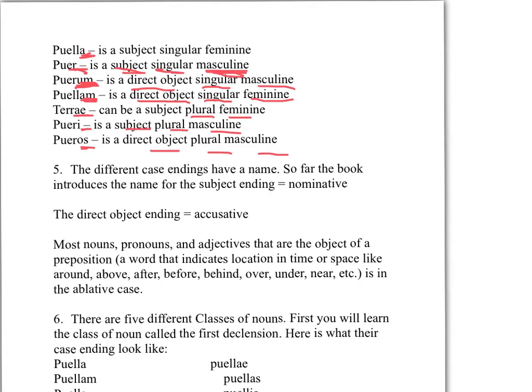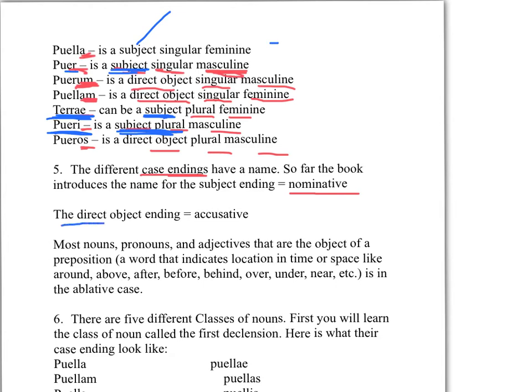Point number 5 in the book is that the different case endings or suffixes that you add to the end of a noun each have a name. So far, the book introduces the names for the subject ending, which is called nominative. So all of the examples above that I indicated were subjects of the sentence, that's in the nominative case ending. This is in the nominative case ending, puer. Terrae is the subject, even though it's plural, it's still the nominative case ending, it's just the nominative plural case ending. Pueri is the subject plural again. It's a nominative case ending.